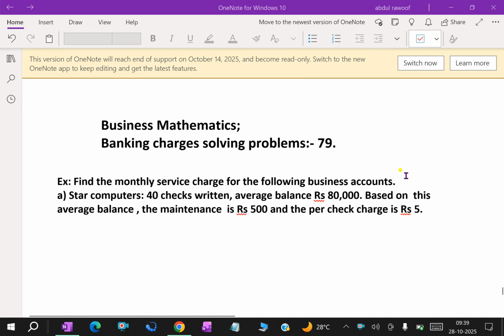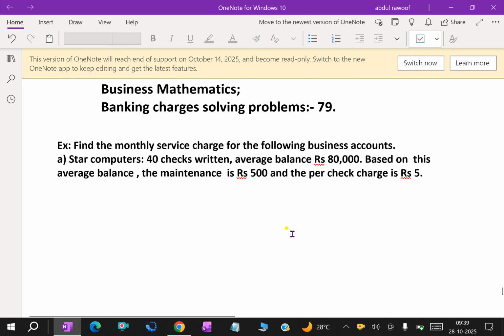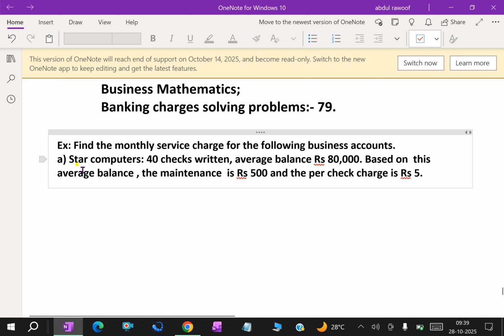Look at this example. Find the monthly service charge for the following business account. A Star Computer, 40 checks written, average balance of rupees 80,000. Based on this average balance, the minimum maintenance charge is rupees 500 and the per check charge is rupees 5. How to solve this?